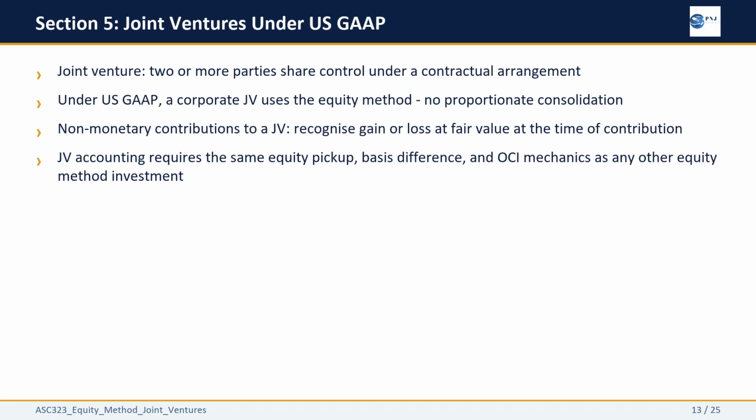Joint ventures under U.S. GAAP use the equity method, not proportionate consolidation. This is an important distinction from IFRS practice for joint operations. If you contribute non-monetary assets to a joint venture, you recognize the gain or loss at fair value at the date of contribution, to the extent of the other venturer's interests. The joint venture then applies the same equity pickup, basis difference, and OCI mechanics as any other equity method investment.